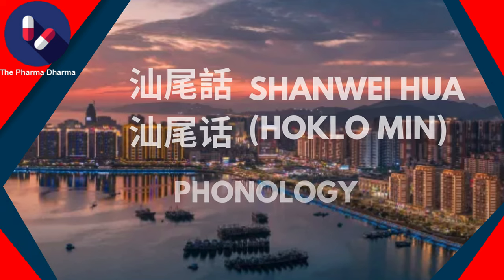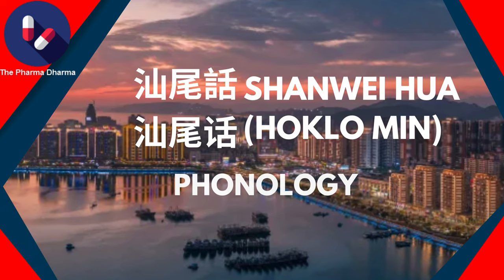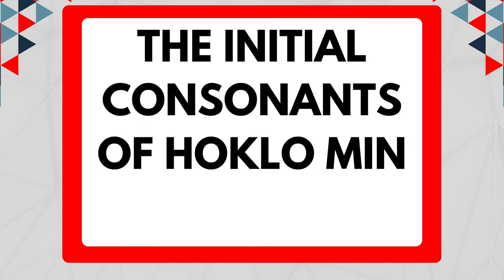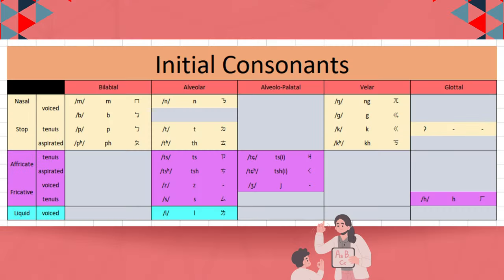Hello everyone, let's take a look at the basic phonology of Shanwei Hua, which is part of Hoklo Min. Let's start with the initial consonants. All of the initial consonants of Hoklo Min are on this chart. To start, we have M, which is similar to the English M.